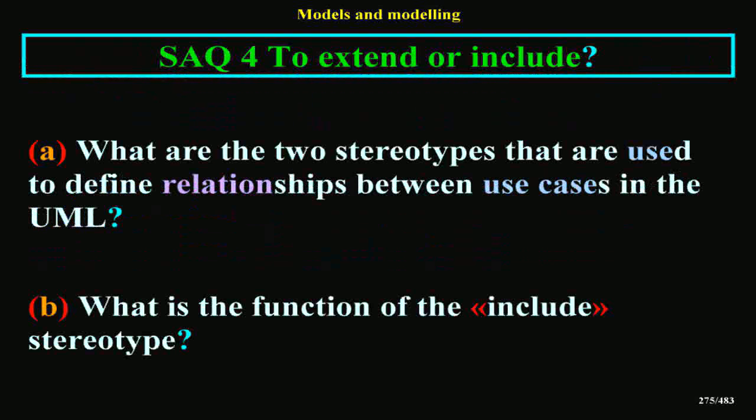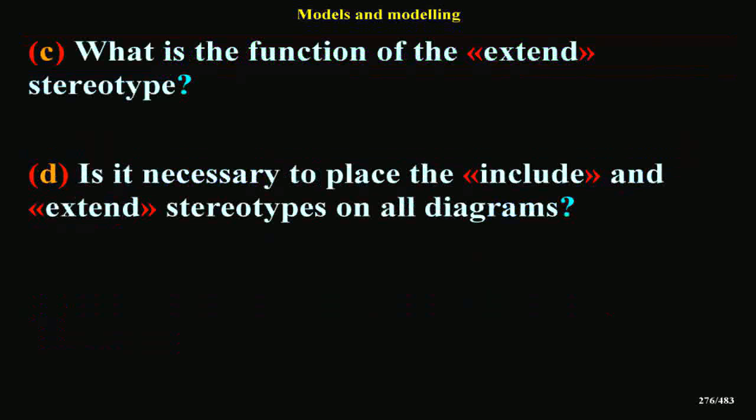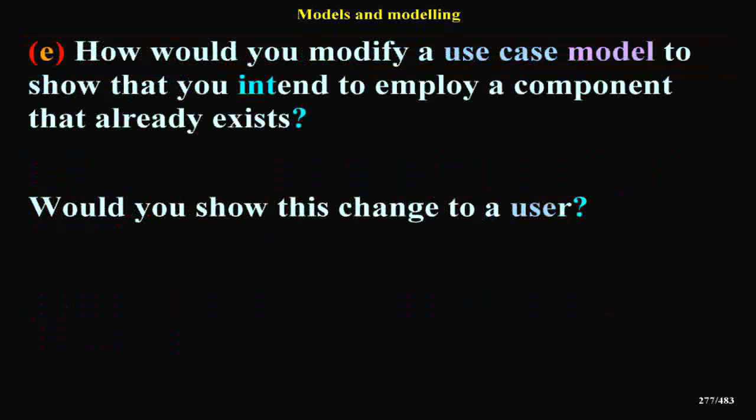SAQ 4: to extend or include. A. What are the two stereotypes that are used to define relationships between use cases in the UML? B. What is the function of the include stereotype? C. What is the function of the extend stereotype? D. Is it necessary to place the include and extend stereotypes on all diagrams? E. How would you modify a use case model to show that you intend to employ a component that already exists? Would you show this change to a user?